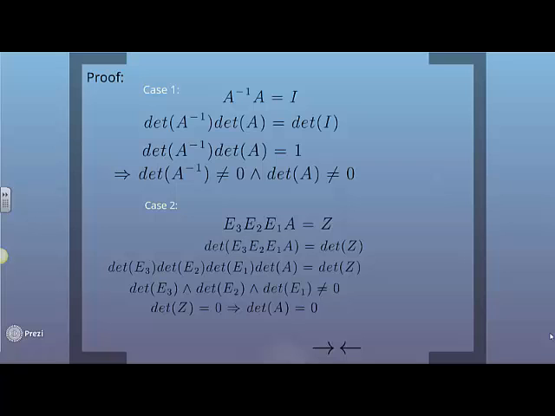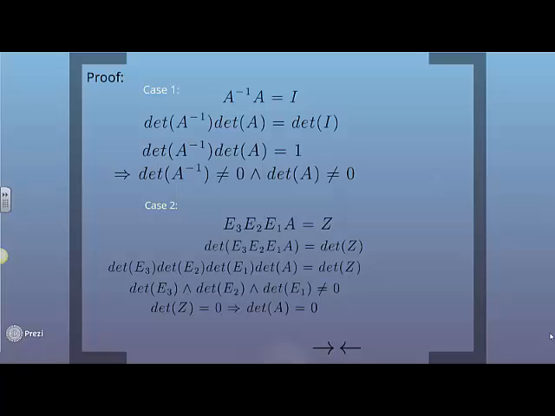We're going to row reduce it to Z, a matrix with a row of all zeros. We're going to take the determinant of both sides. We're going to split them up. And then we do know that the determinant of all of our elementary row operations are non-zero, just like we did earlier in the proof. We're going to take that on faith, but that is a true statement. We also know that the determinant of a matrix with a row of all zeros is equal to 0.